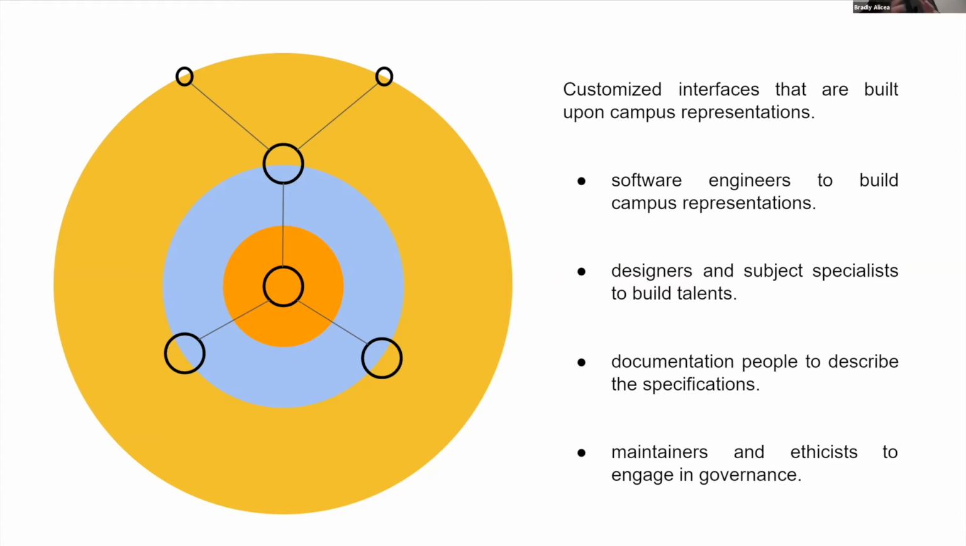It requires a lot. When I talk about human-computer interaction and these campus representations, there are a number of things to consider. We have roles for a number of people to contribute to this. We are looking for software engineers to build the campus representations themselves. We want to draw from designers and subject specialists to build talents. We want technical documentation people to describe specifications for building these things, and we want people to understand what they need to build. And then we need maintainers and ethicists to engage in this governance step. We need people who can coordinate a lot of these efforts and ask, should we be doing that, or how should we do that best for people? So there are a lot of roles for different types of people. And hopefully, some of you might be interested in one role or another, and you can come to me and we can talk about how best to use your talents.